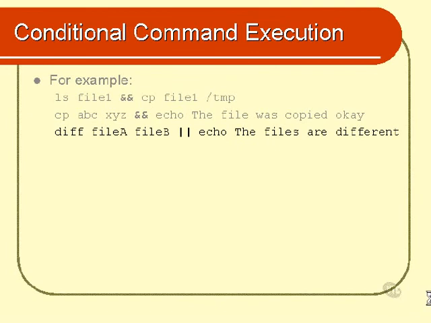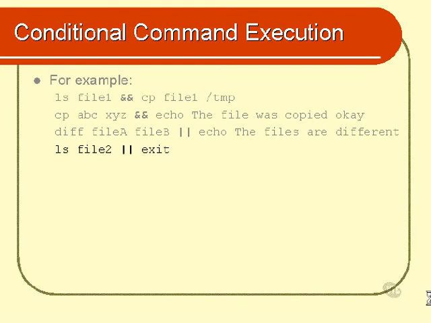Now another example using the double pipe symbol. You can run the diff program. Now if diff finds differences between those two files, then it will return a value of 1, which we can think of as false, which will indeed cause the second command to run in this case. Because we're using a double pipe symbol, the second command will only run if the first command produced a non-zero or an error exit status, which it will do if the files are different.